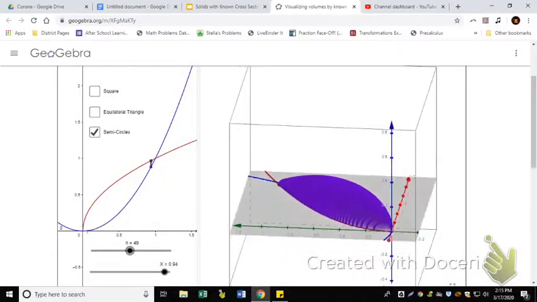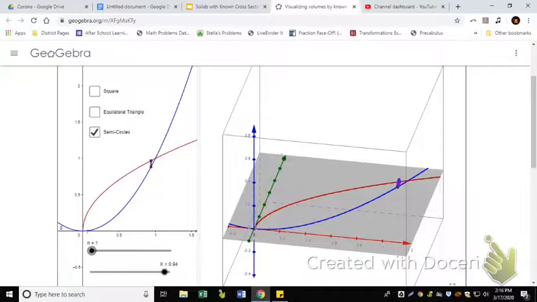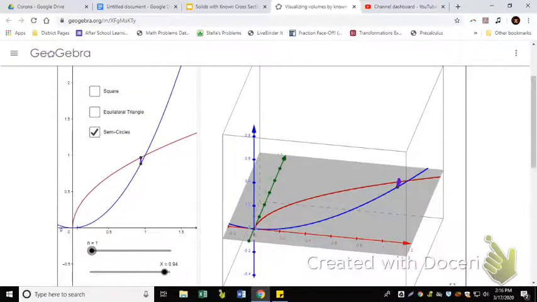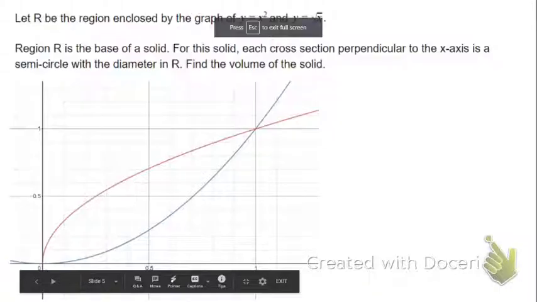We know what the shape of the cross sections looks like. So keep in mind the shape of those cross sections is just a semicircle. There's our semicircle. So let's go back and start to find the volume of this solid.